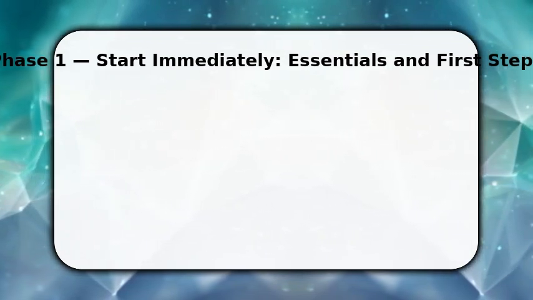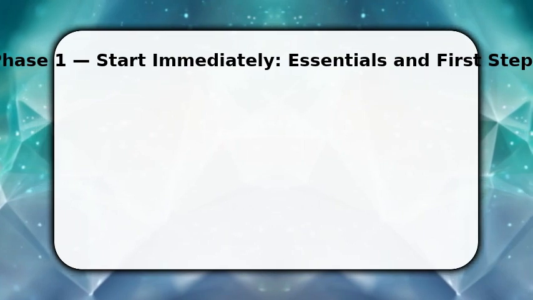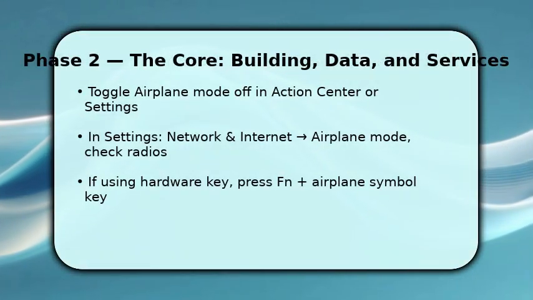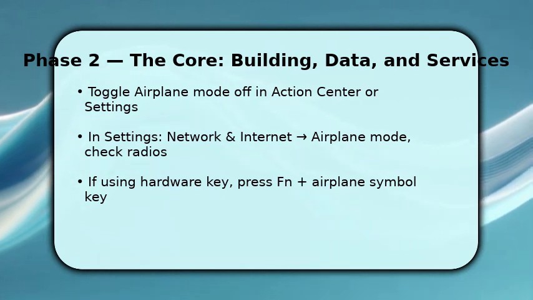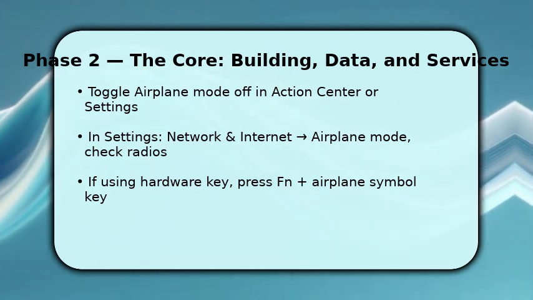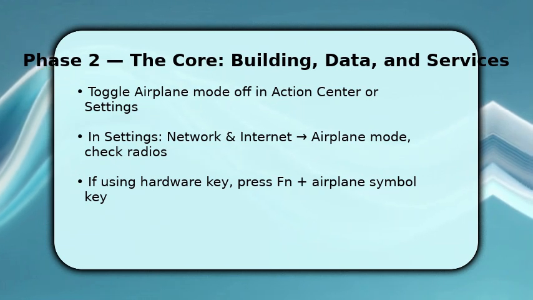You'll now turn radios back on using either the Action Center or Settings. Open Settings, right arrow, Network and Internet, right arrow, Airplane mode, and toggle it off so Wi-Fi and Bluetooth can resume. This re-enables adapters and DHCP.